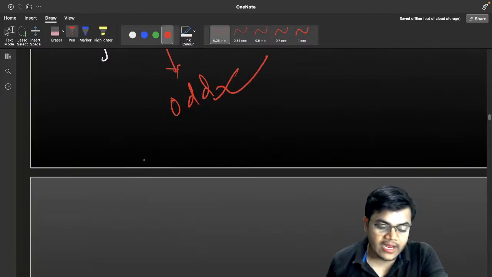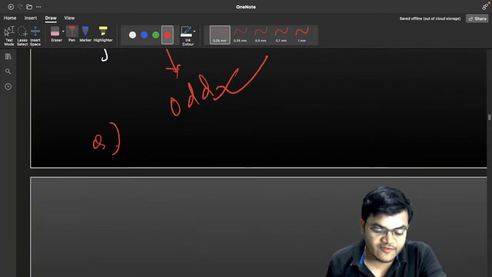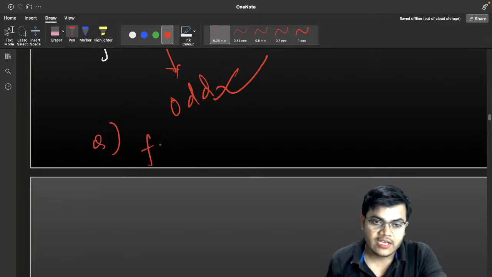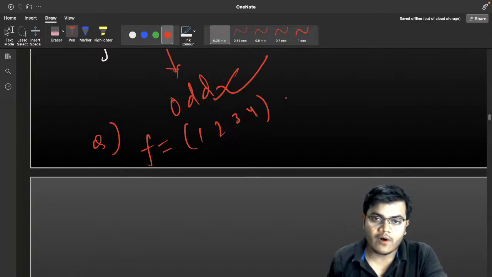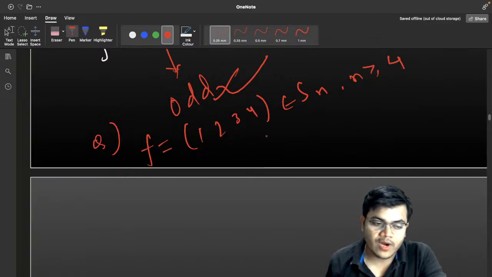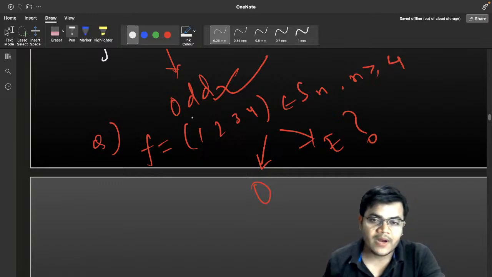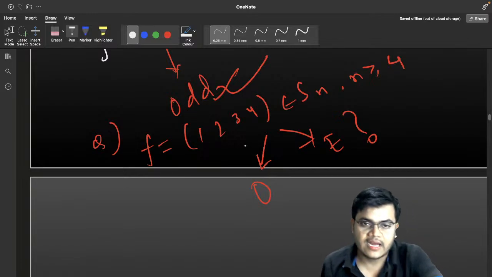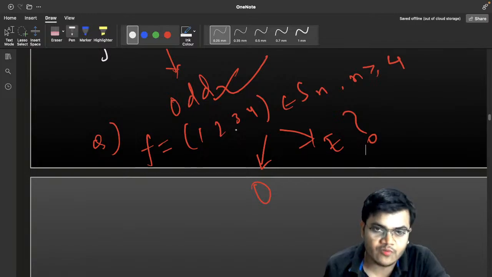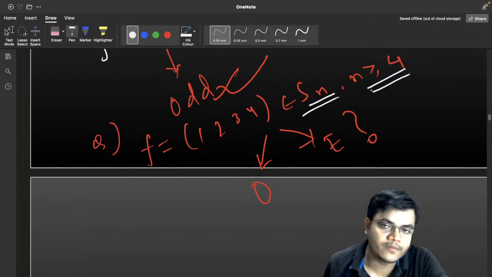Yes. Now I am just going to ask one more very basic question. If you are given f is equal to (1 2 3 4) from Sn, and your n is greater than or equal to 4, then what would you like to say? Is it an odd or even permutation? What do you think? Here f belongs to Sn, n greater than or equal to 4 means what?